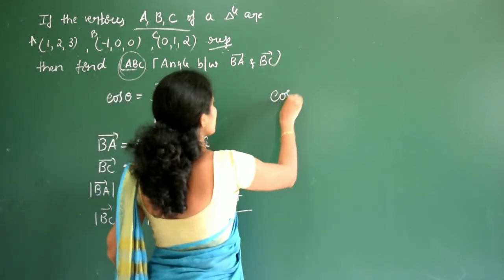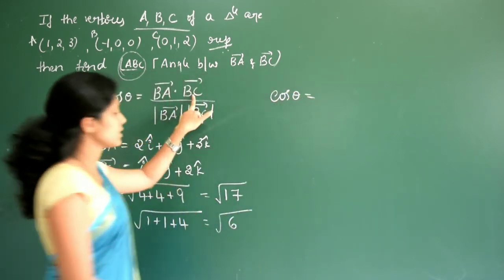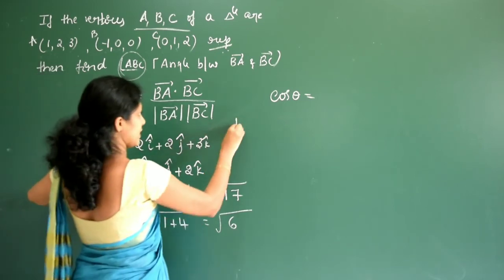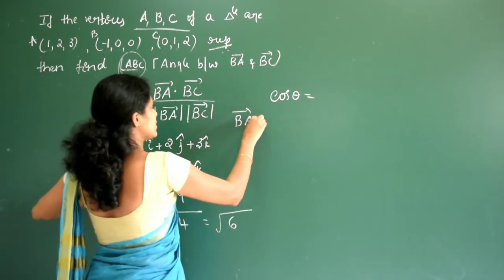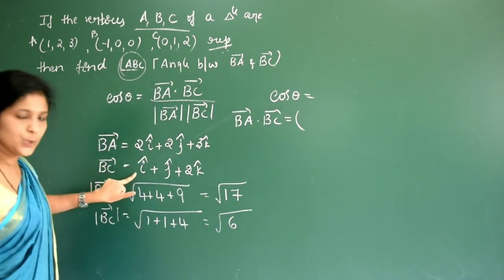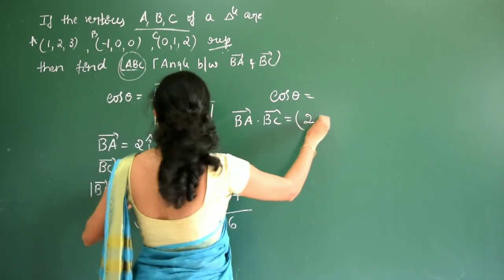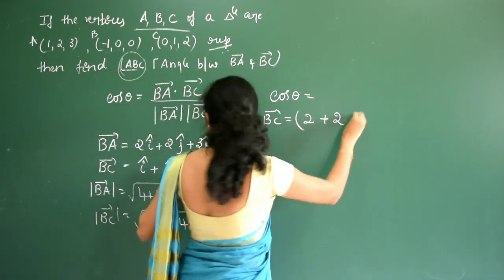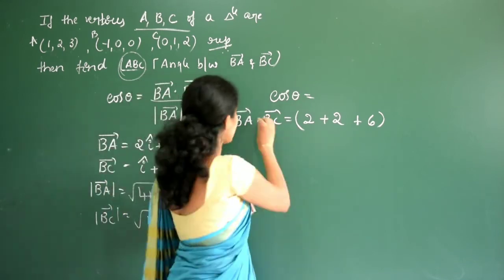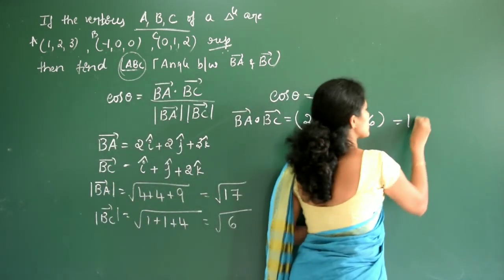So cos theta is equal to BA vector dot BC vector. So we need to find the dot product of this, right? First we'll find that BA vector dot BC vector is equal to, see 2 into 1 will be 2, plus 2 into 1 is 2, plus 3 into 2 will be 6. So this is equal to 10. Dot is there. Okay. So this is equal to 10.